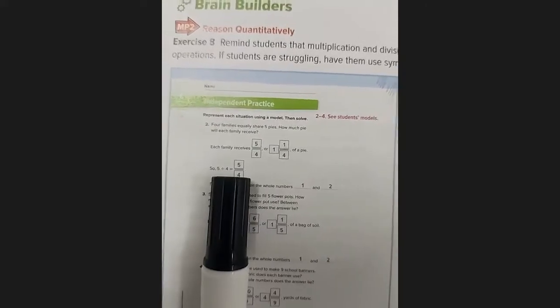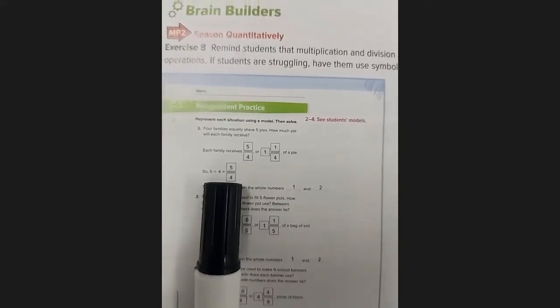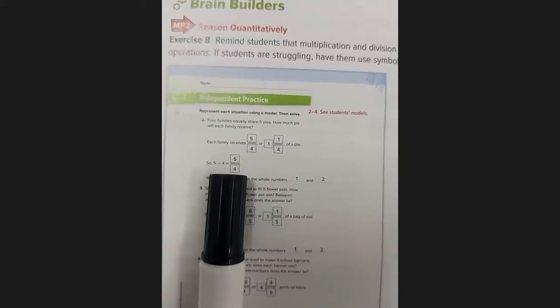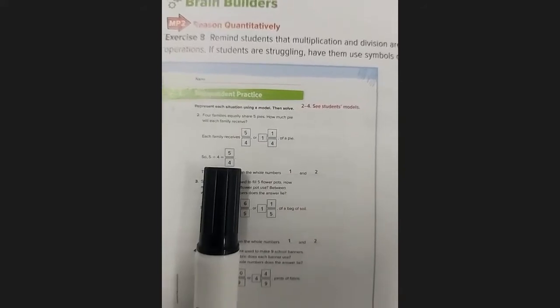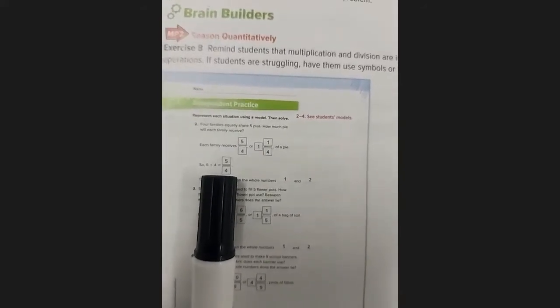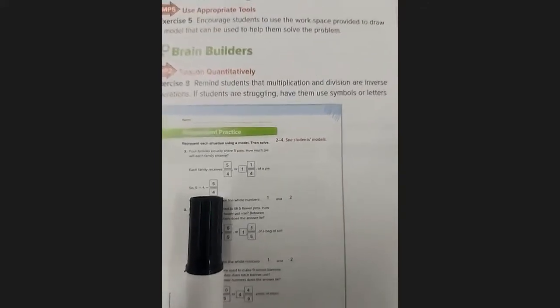Now down here, 5 divided by 4 equals 5 over 4. No, we will say it 5/4. Okay. So try to make it 5/4 always, guys.